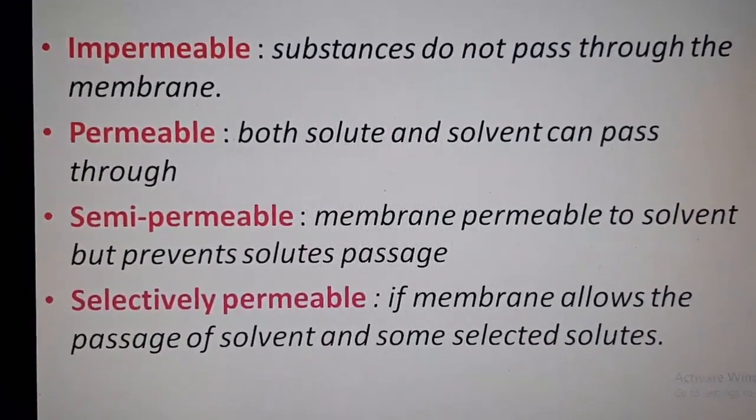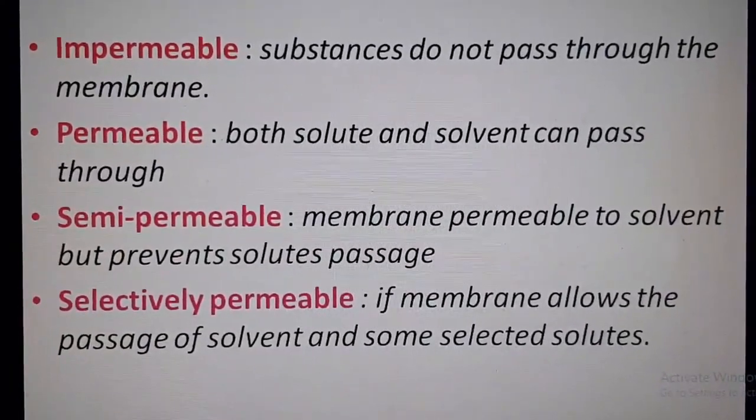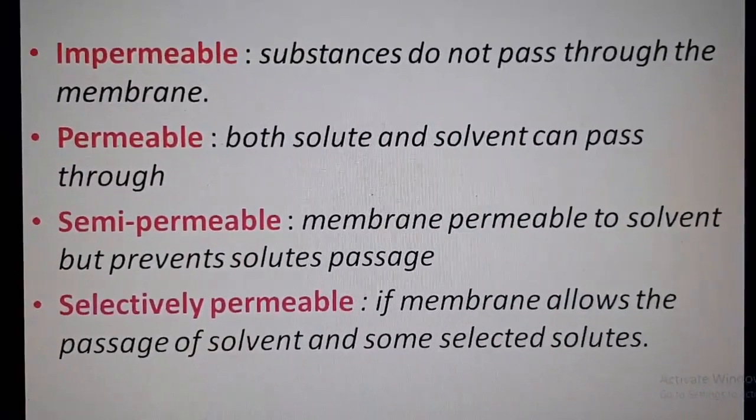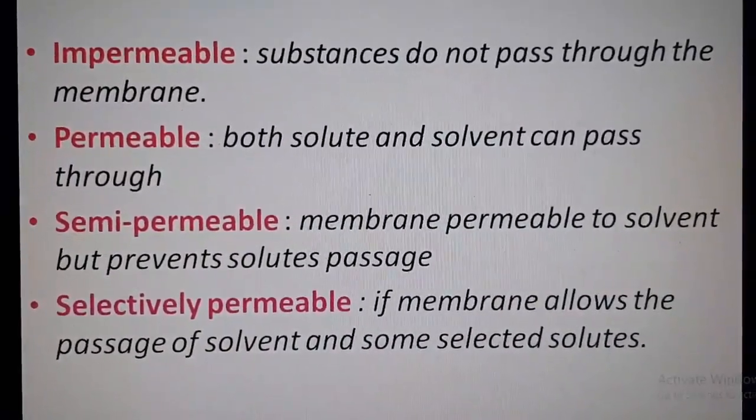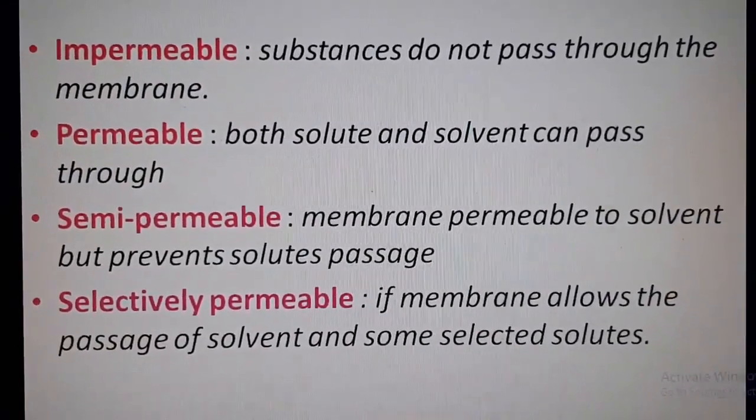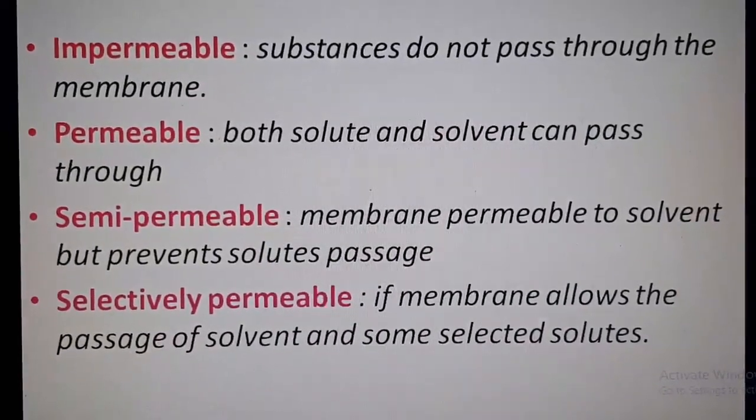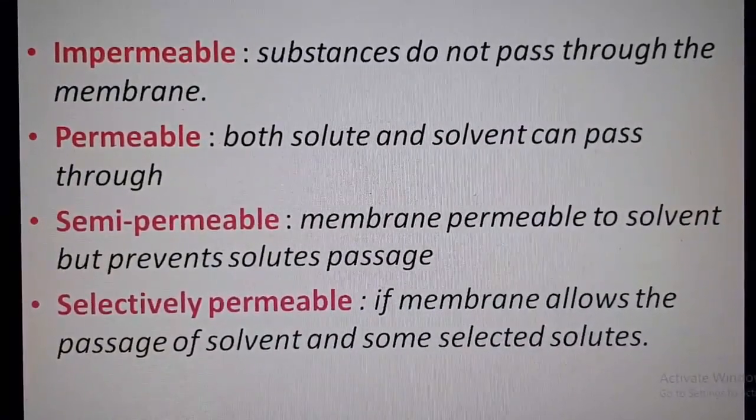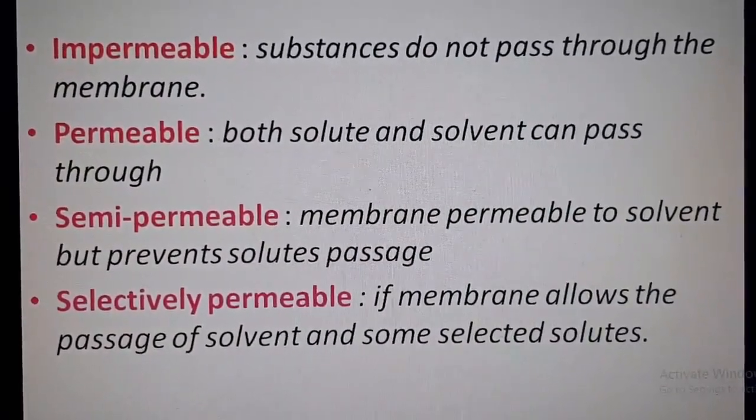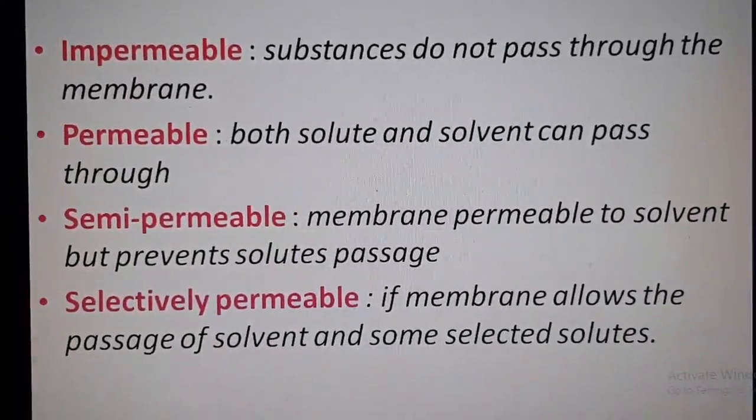Now the third term is semi-permeable. Semi-permeable means it allows the passage of only solvent molecules but prevents the passage of the solute particles. What do you mean by semi-permeable? I repeat, a semi-permeable membrane is a membrane which allows the movement or passage of only solvent molecules, like water molecules, but does not allow the movement or passage of the solute particles. So that given membrane is a semi-permeable membrane.